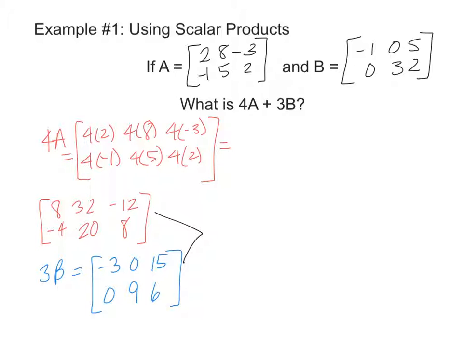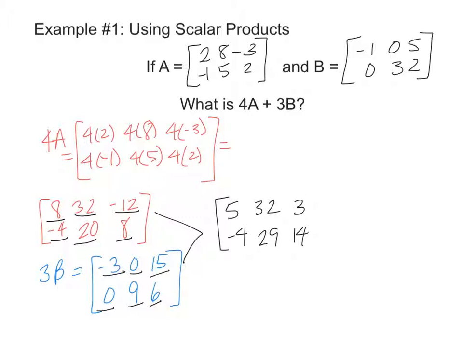So 4A plus 3B. So 8 plus a negative 3, right? 8 plus negative 3 would be 5. 32 plus 0 is 32. Negative 12 plus 15 is 3. Negative 4 plus 0 is negative 4. 20 plus 9 is 29. And finally, 8 plus 6 is 14. So this matrix is our final answer.